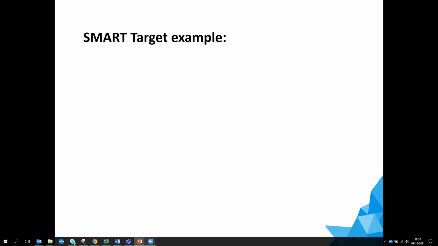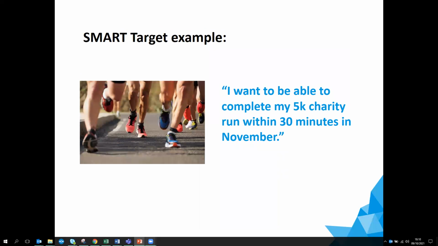Here's an example of a SMART target for a fitness plan. I want to be able to complete my 5K charity run within 30 minutes in November. As you can see, the goal is specific because the target specifies what you are looking to improve, so wanting to complete a 5K. It is measurable as it states that you want to achieve it within 30 minutes. It's been set so that it challenges you and is realistic and achievable to your current fitness levels. And finally, it is time-bound, as it gives a time frame for the target to be achieved by, in this case, November.